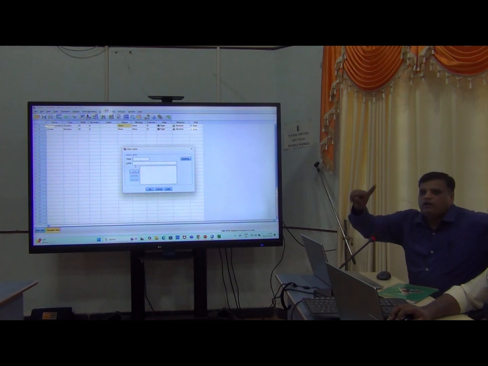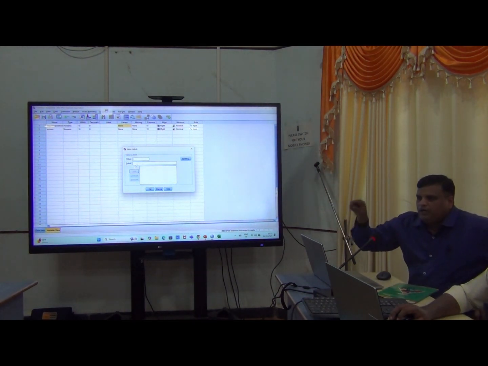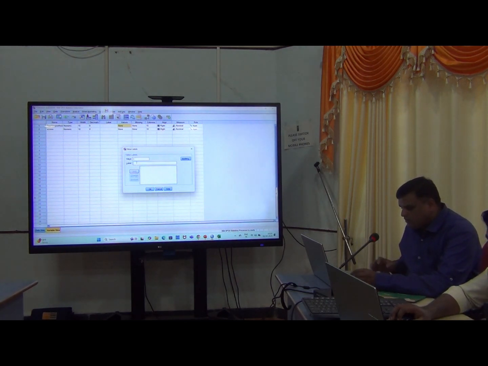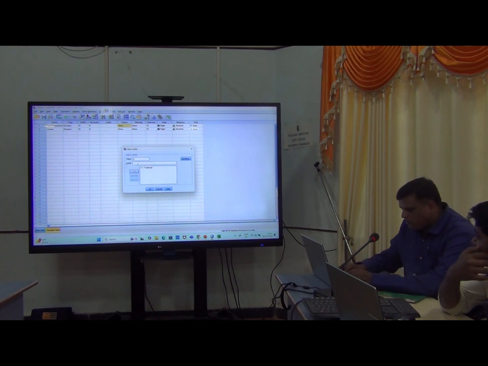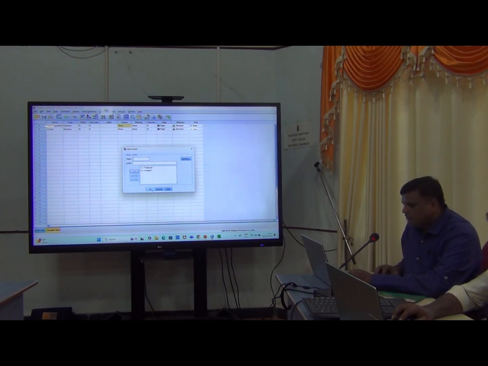See, we have coded 1 as traditional, 2 as modern. That has to be inserted into the SPSS. So 1 means it is traditional. Add value 2 as modern. Add. Okay.